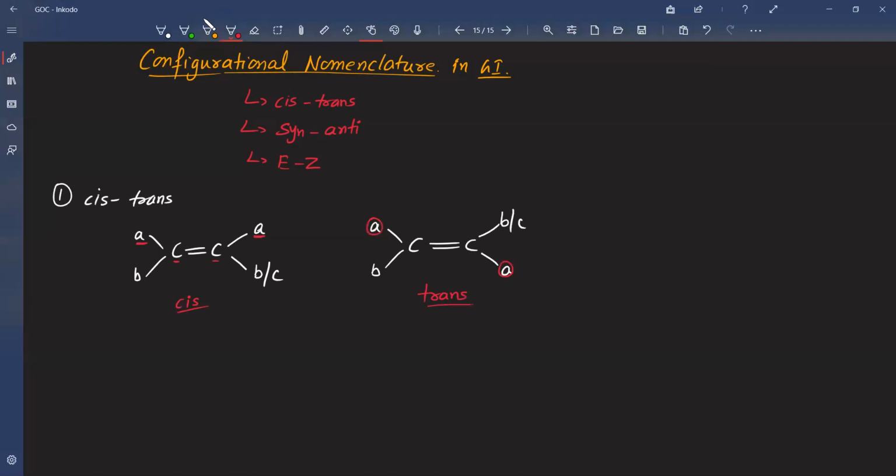Is that clear? Cis means it's on the same side and trans means it's on opposite sides. Correct. Okay.